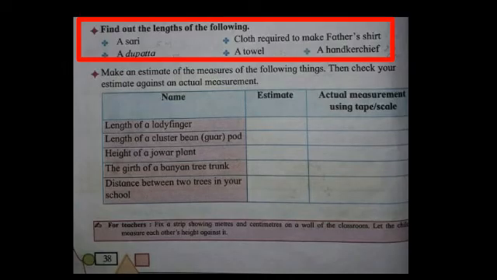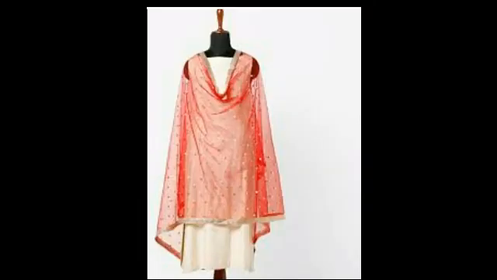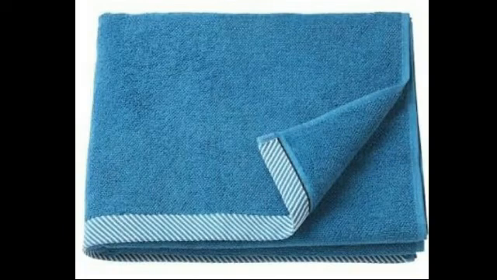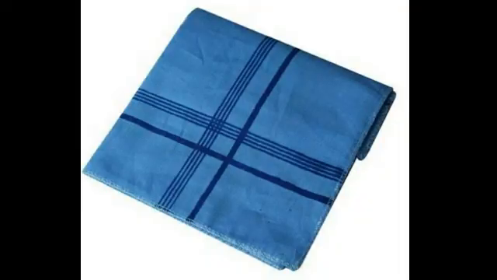Find out the lengths of the following. First, a sari, 5 meters. Second, a dupatta, 2 meters. Third, cloth required to make father's shirt, 2 meters. Fourth, a towel, 1.5 meters. And the last one, a handkerchief, 20 centimeters.